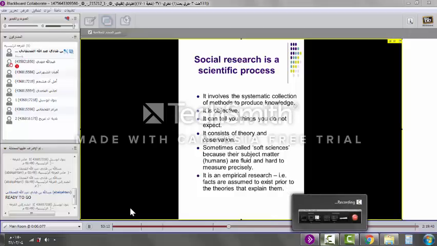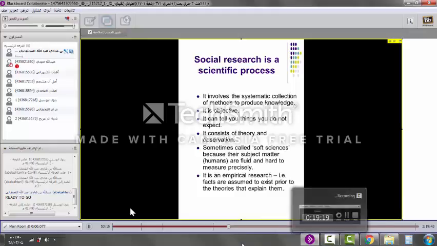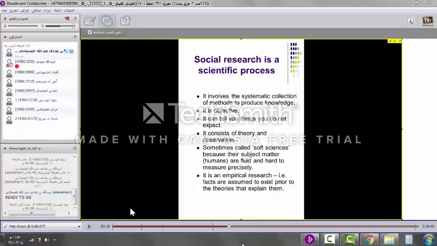Sometimes we've got to spell out the truth, even if it is against our own desire. So it involves systematic collection of methods to produce knowledge, and the word systematic is very important: you follow a systematic, well-organized way. It is objective, as we mentioned. The research process can tell you things you don't expect, and this is what is really fascinating about research. You might come up with results that you have never thought of to be true.